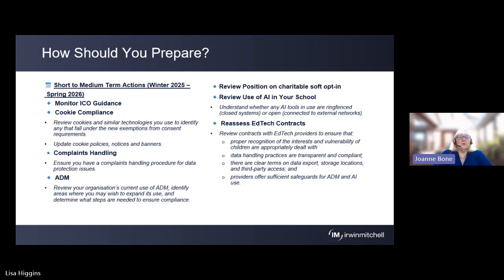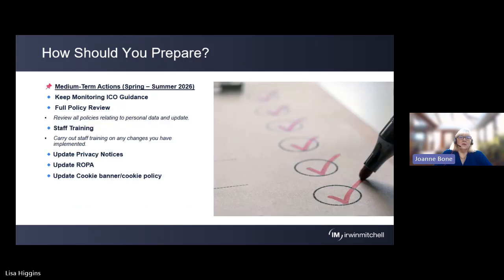Are they clear about where the data is processed? Is it clear from either due diligence or the contract? Is it all in the UK? Is it in the EU? Is it in the US? Because obviously if it's in the US, you've got data export issues to think about. And what safeguards have they got around automated decision making and AI? Moving on to the next slide.